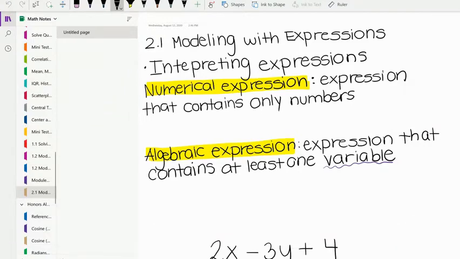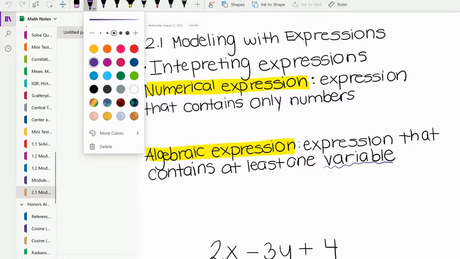Okay, we are on section 2.1, which is modeling with expressions. I think you guys will find this section a lot easier than the last one. So the first thing that we are going to be doing is interpreting expressions. So we're going to be looking at something called a numerical expression.